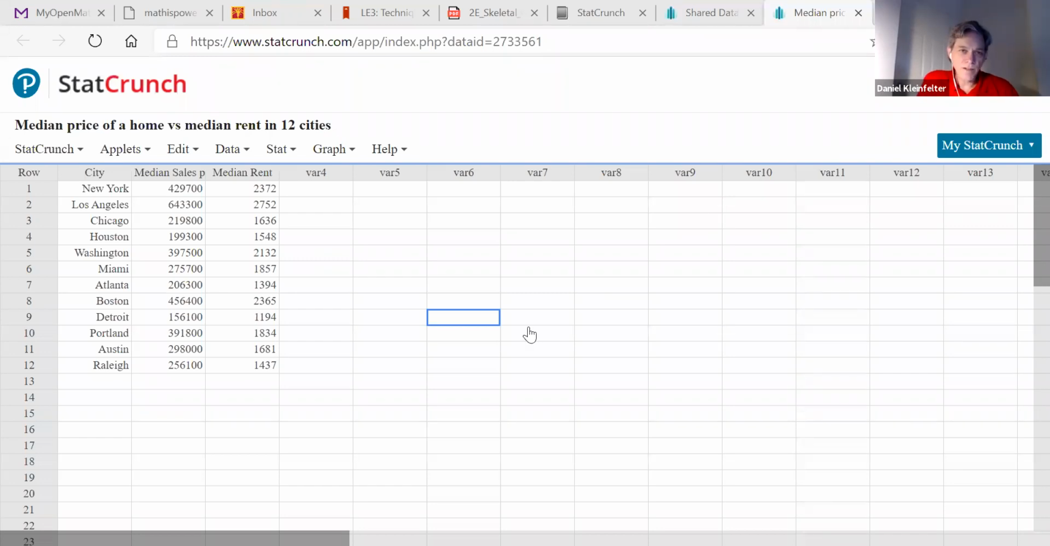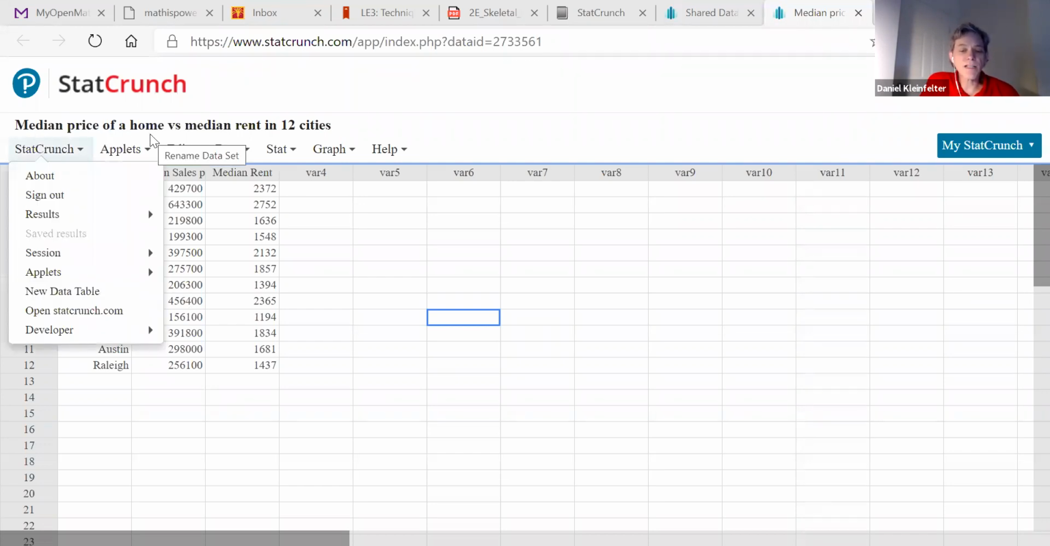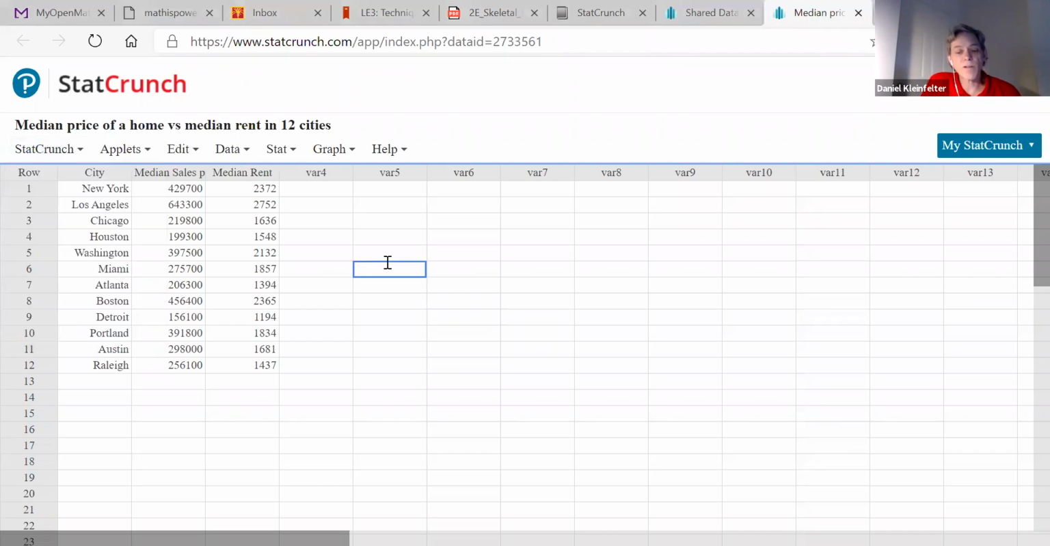All right, so here's another set of data we can use, and maybe this will be more interesting. The data set here I just found by looking through StatCrunch's sample data. It says that this is the median sales price of a home versus the median rent in 12 cities. And so the data is shown here.